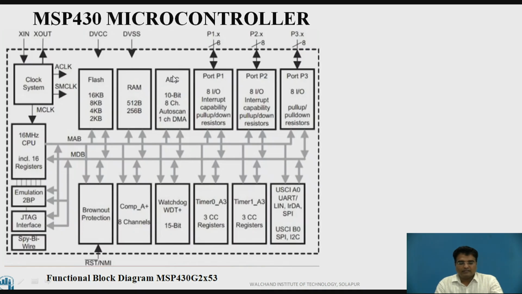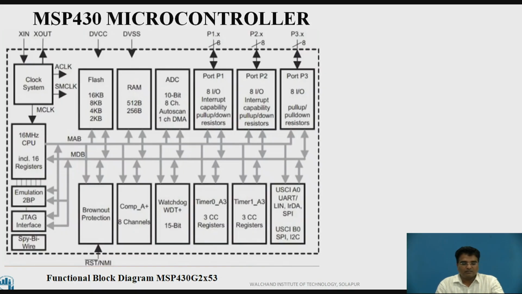We have the USCI, that means Universal Serial Communication Interface. It has 2 parts, USCI A0 and USCI B0. The USCI A0 offers 4 modes of operation. Either it can act as a UART, that means Universal Asynchronous Receiver Transmitter, or it can act as a LIN, that means Local Interconnect Network, or it can act for infrared communication, or it can act as one of the SPI ports. We have another timer which also has 3 compare registers. Both these timers are 16-bit timers.